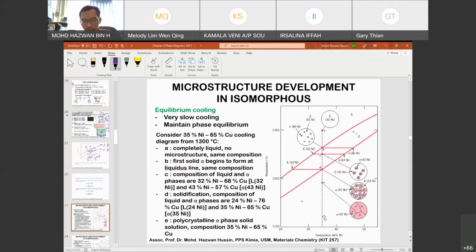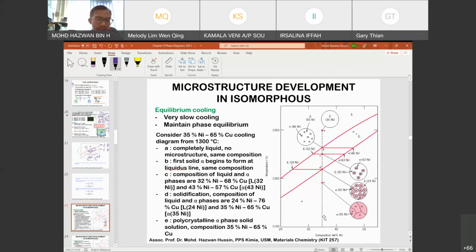So for today, maybe we just look at equilibrium cooling. What does it mean by equilibrium cooling? It means that in order to solidify the alloy, the cooling will be done slowly, which means if you have mixed the molten liquid together, you just let the mixture cool off or solidify naturally. Since this is a very slow cooling process, it maintains the phase equilibrium.